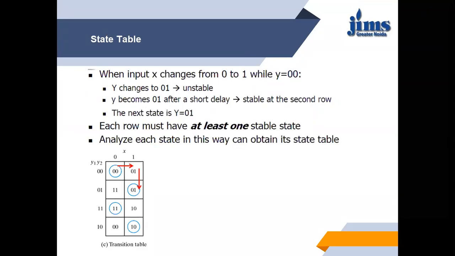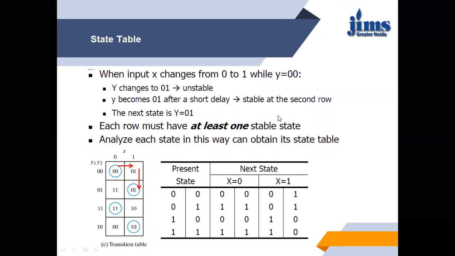It moves like here. So each row must have at least one stable state, and analyzing each state in this way, we can obtain its state table. So this is the way the state transition table is analyzed. Here is a present state and next state table. Both are the same. This is the difference: only the way of representation is different. A transition table is represented as a map, and a present state next state table is represented as a table.